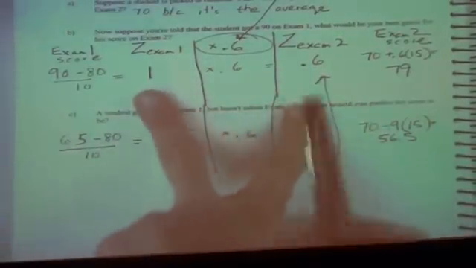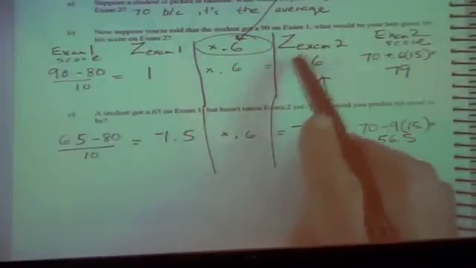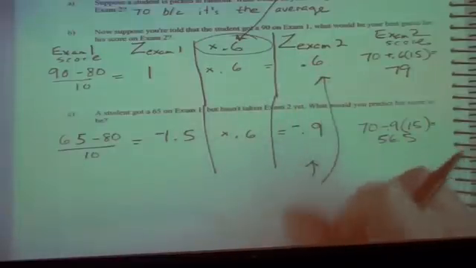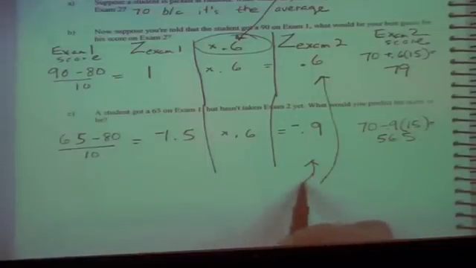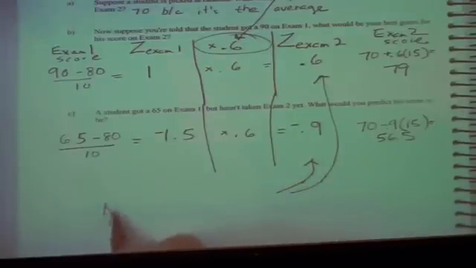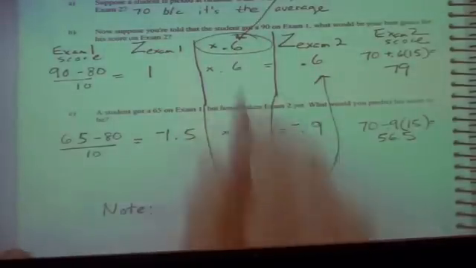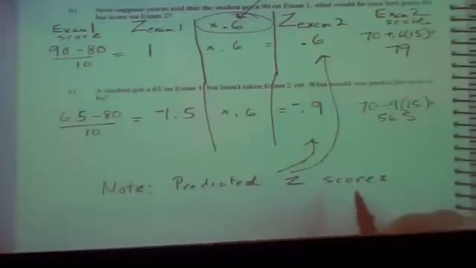But the thing is that if this was negative, this would be -0.6, it would still be closer to the average. It would just be coming from the other direction. So let's write this down. This is called regression towards the mean. The mean is the average. And all it means is that, let's make a note, your predicted z-scores, because you're multiplying your predicted z-scores, have to be closer to 0.